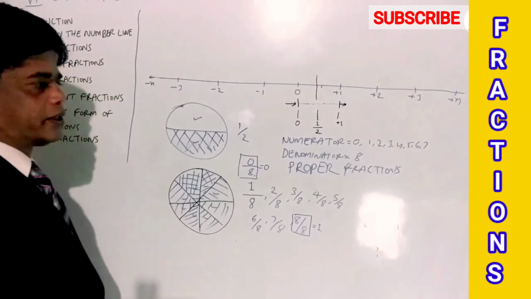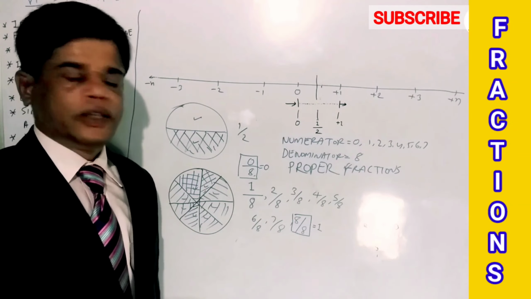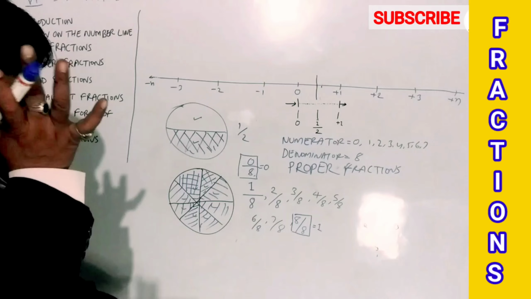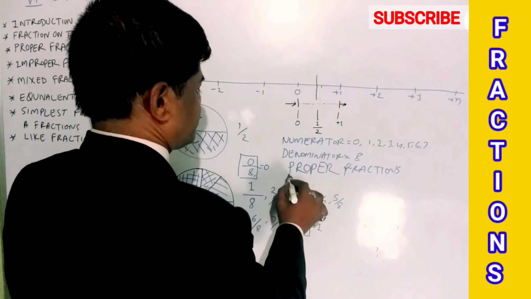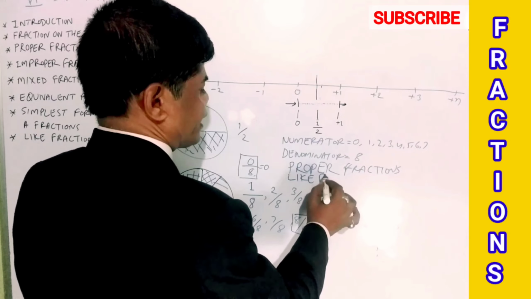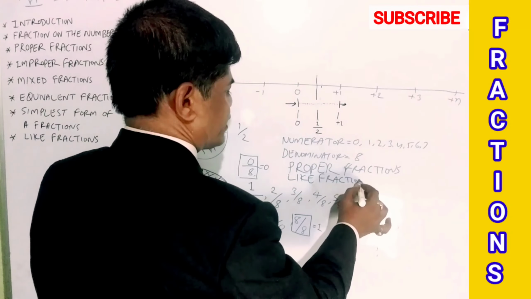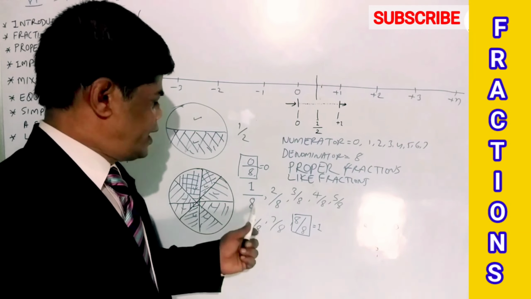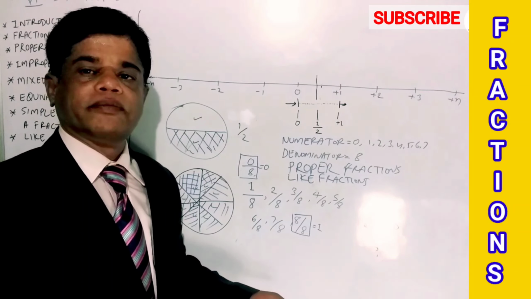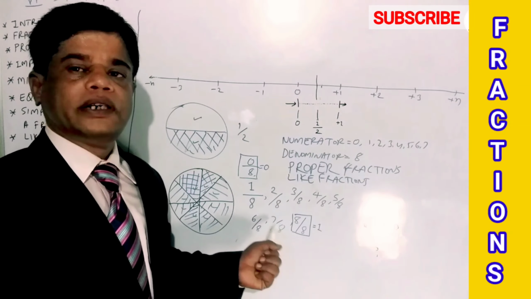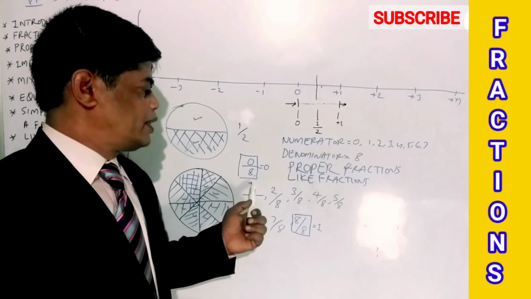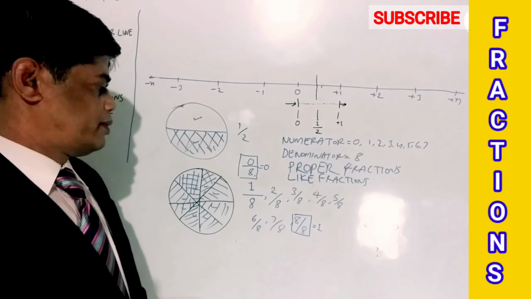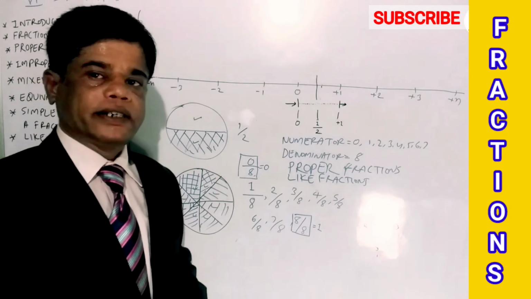Okay, understood? Not only proper fractions, these are also called like fractions. Why are these called like fractions? The denominators of all these fractions are the same. All denominators are 8, and only the numerator changes. So these are called like fractions as well as proper fractions. I'll cover like fractions in another video.